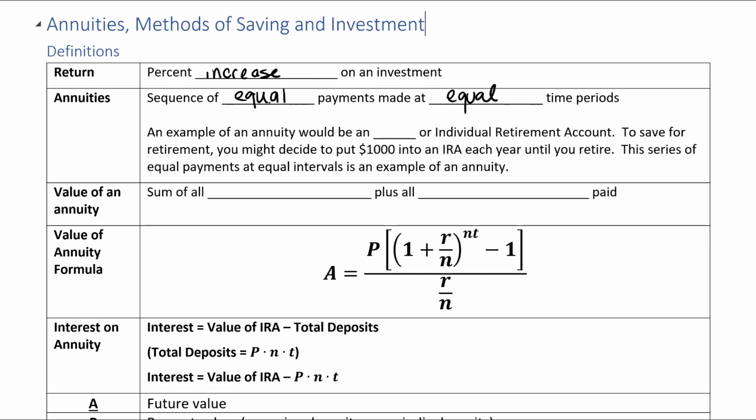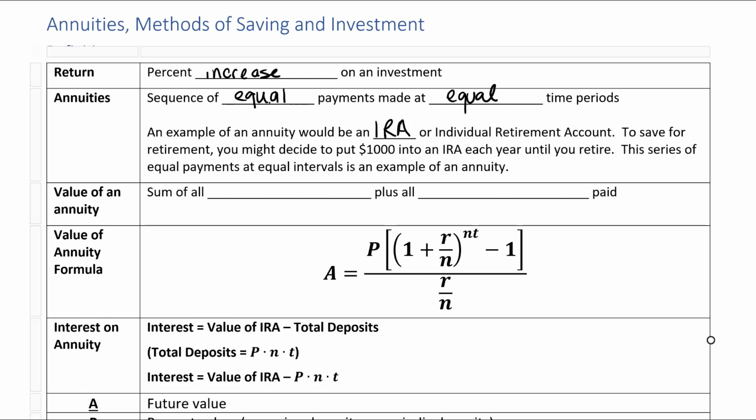For example, an annuity would be like an IRA, or an individual retirement account. So to save for retirement, you might decide to put like $1,000 into an IRA each year until you retire. This series of equal payments at equal intervals is an example of an annuity because it's the exact same amount and the exact same time between each payment, and you're trying to save up. So that would be an example of an annuity.